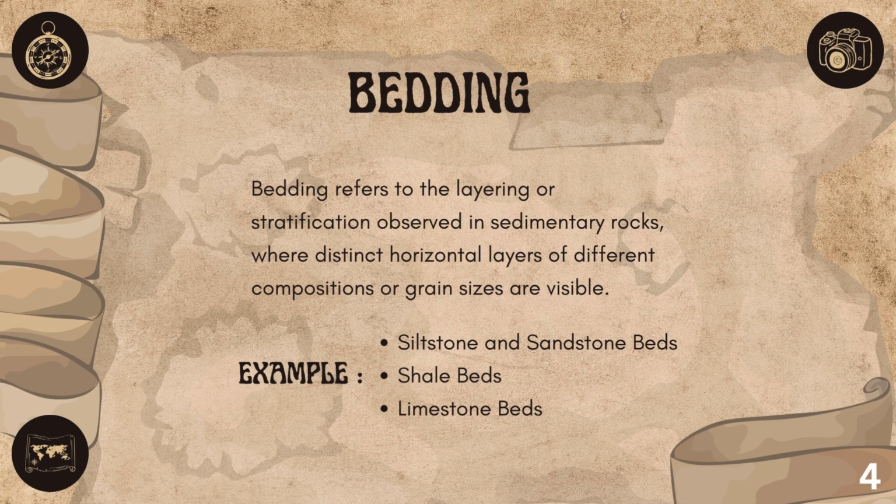Next is compaction and cementation. Overburden pressure from successive layers can lead to compaction, reducing pore spaces. Additionally, cementation between grains in a bed may affect reservoir quality by altering their permeability. Next point is fluid flow dynamics. The orientation and character of the bedding influence the pathway of fluid flow within the reservoir, and understanding the bedding is crucial for predicting how fluid will move through the rock matrix.